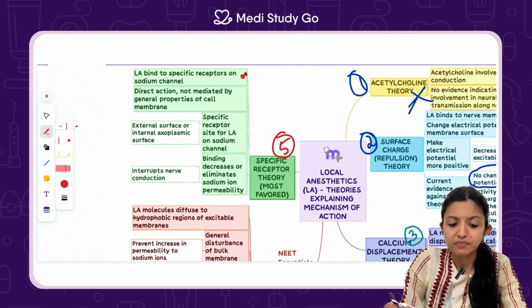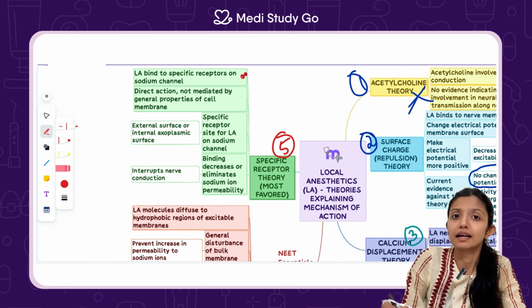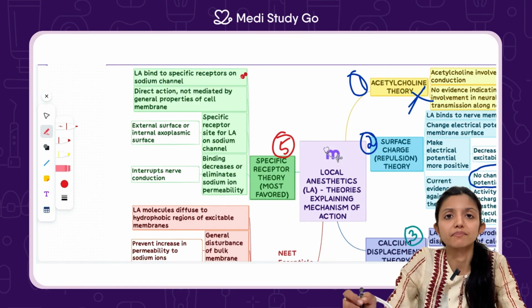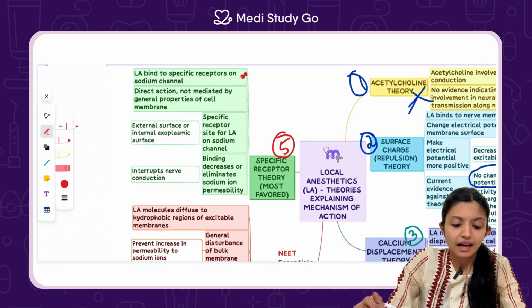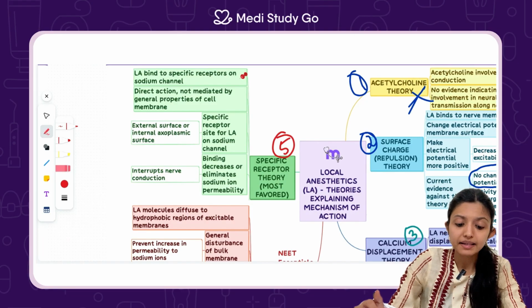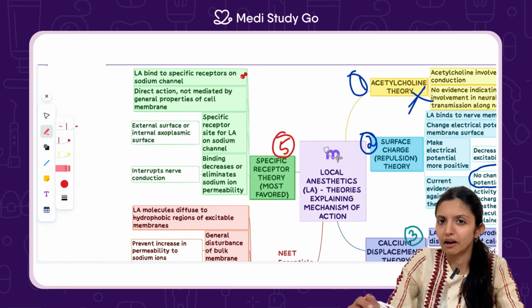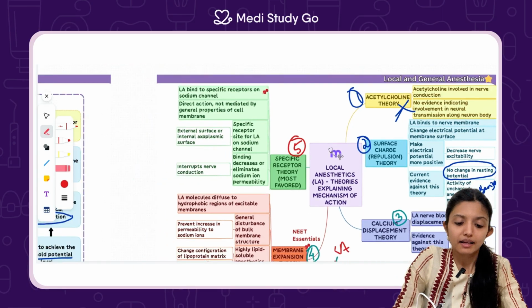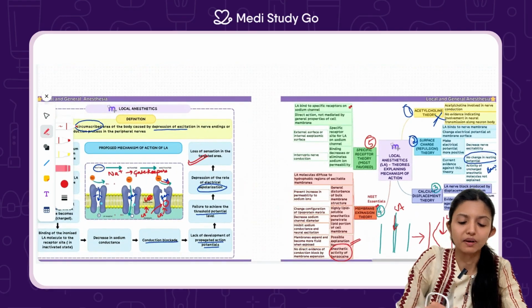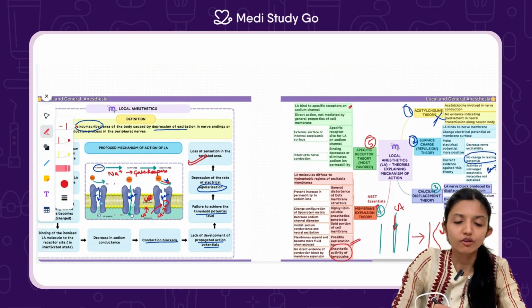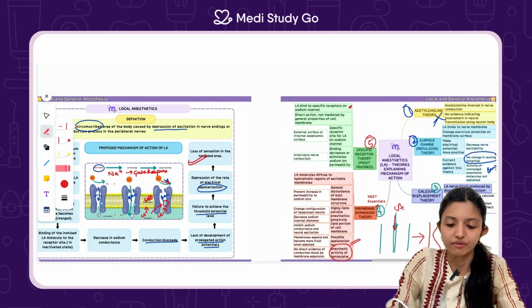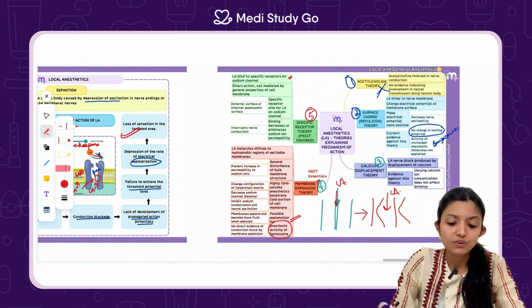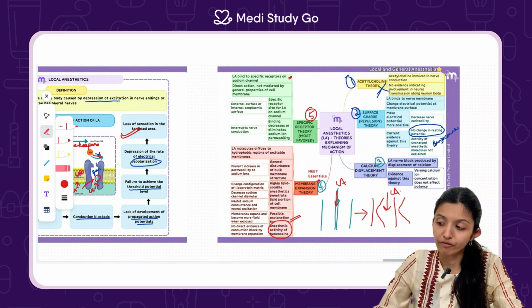So the specific receptor theory, which is the most commonly accepted today, said that LA molecules bind to specific receptors on your sodium channels. And due to this, the binding decreases or eliminates the sodium ion permeability, something which we have already understood just a minute back with this proposed mechanism, wherein we said that binding of the LA molecule reduces the conduction of the sodium ions. So these are the important theories which explain the mechanism of your LA.